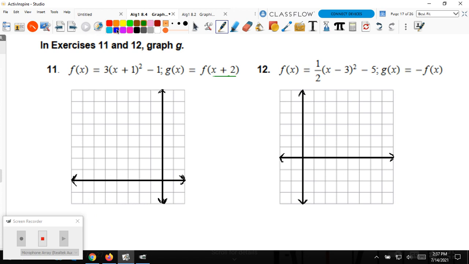So g of x down here is now going to be the 3 times, instead of x, we're going to put x plus 2, then it's going to be plus 1, squared, minus 1. So the only thing to do is just combine the like terms there of 2 plus 1. That makes it 3. So we're going to say g of x is equal to 3, and then it's going to be x plus 3 squared minus 1.